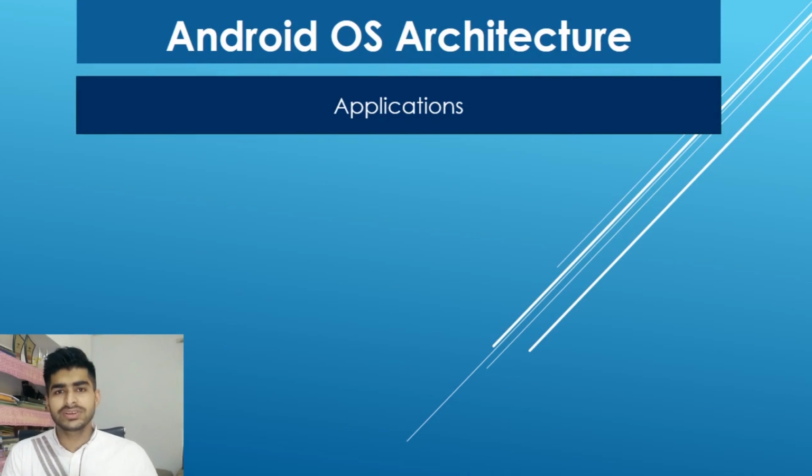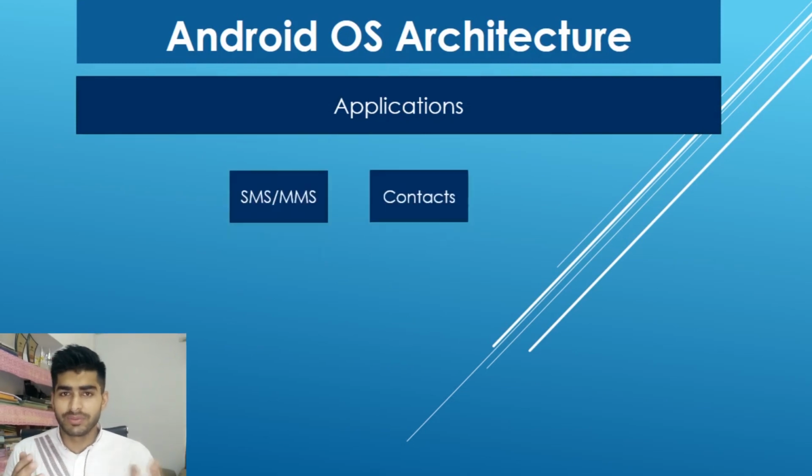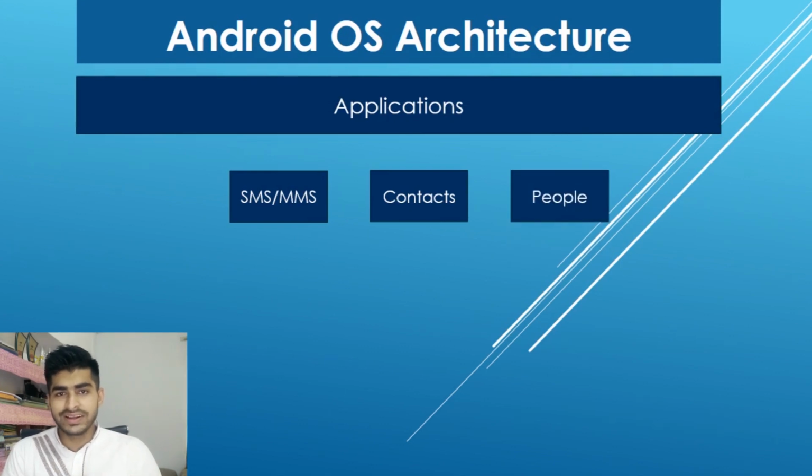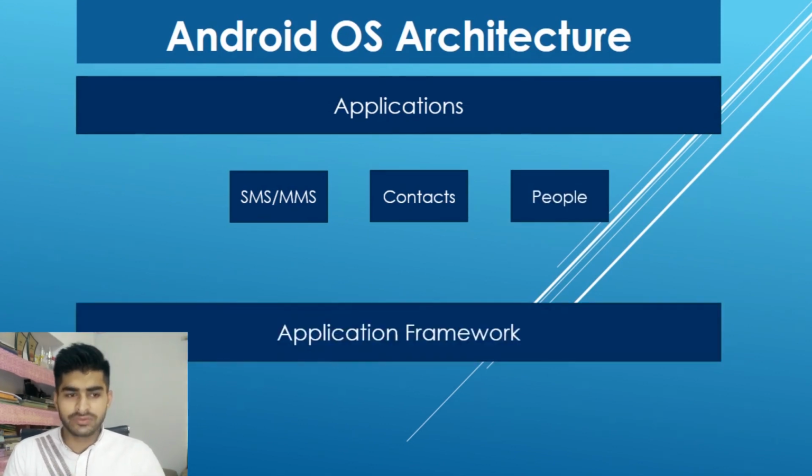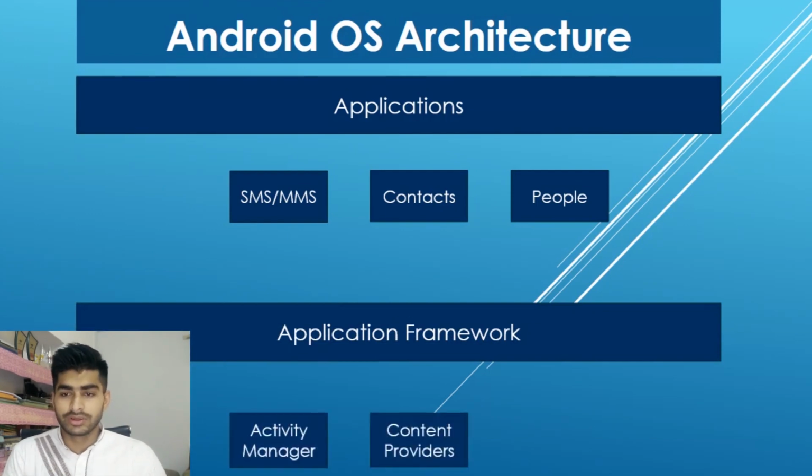The first section is applications. All applications like SMS, MMS, contacts, people, these are all applications. Second is the application framework. The application framework contains higher level Java classes that Android developers use in their applications like activity manager, content providers, content resolvers, and a lot more. And you will learn about these in upcoming videos.